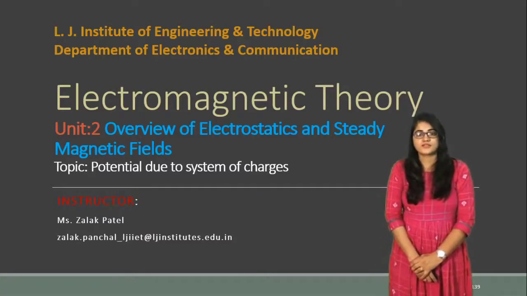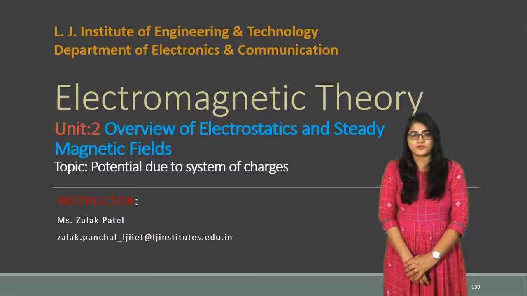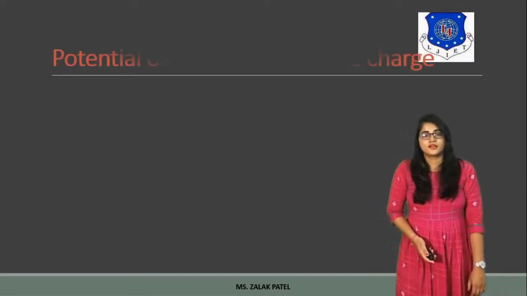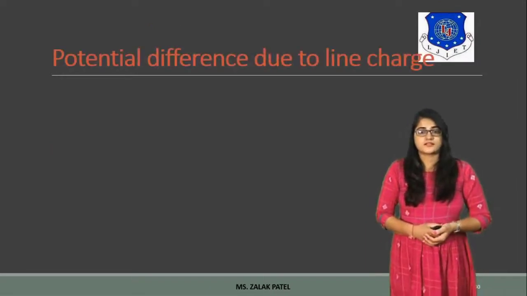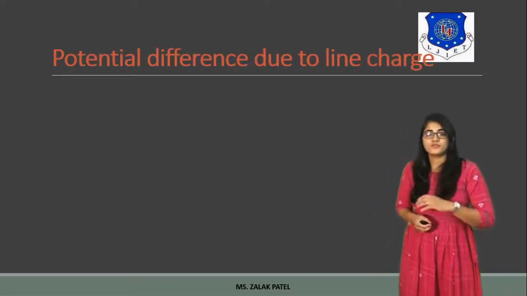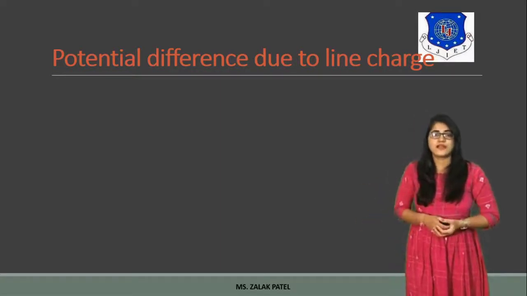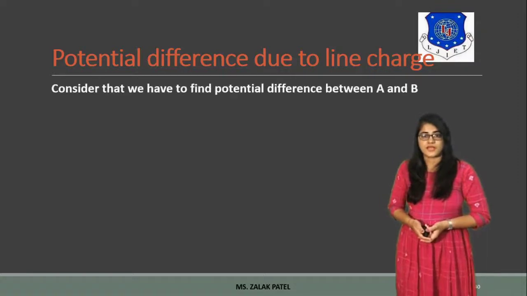Today we are going to discuss the topic potential due to system of charges from unit number 2. So let's start the session. As we discussed in the last lecture, the potential due to different systems of charges can be in terms of rho L, rho S and rho V. Now let's see potential difference due to line charge.